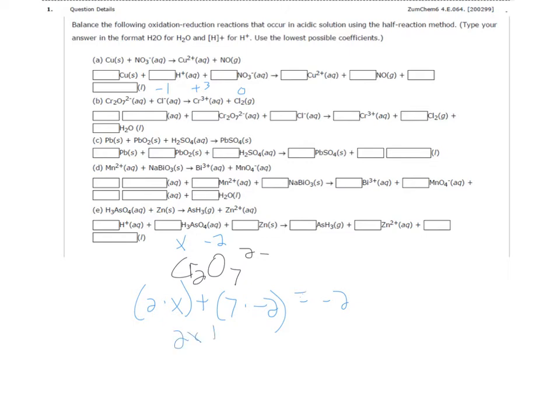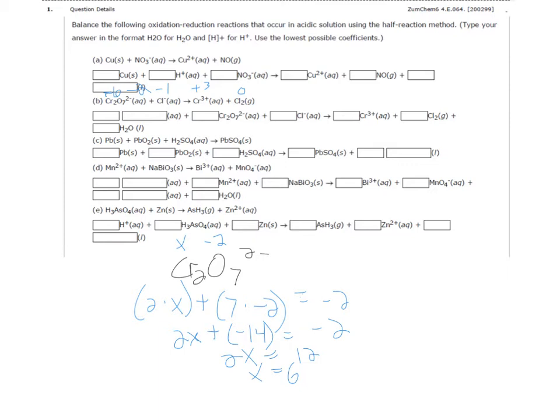Little bit of math. We'll add 14 to both sides and divide both sides by 2 to get 6. So chromium's oxidation state within the dichromate ion is a +6. Oxygen's within the dichromate ion is a -2.